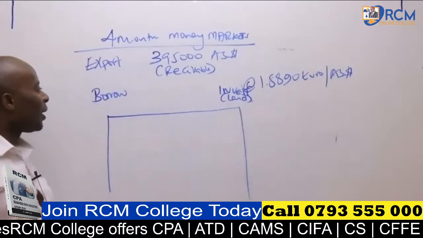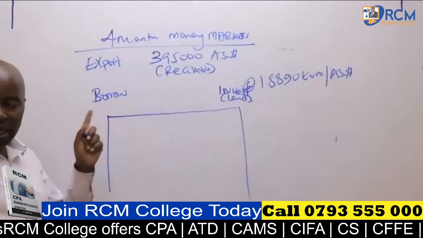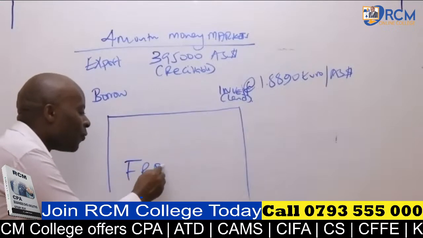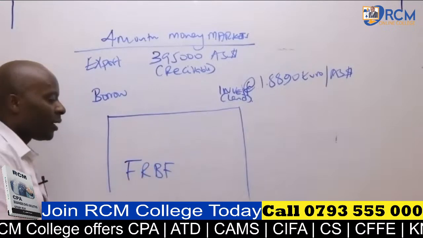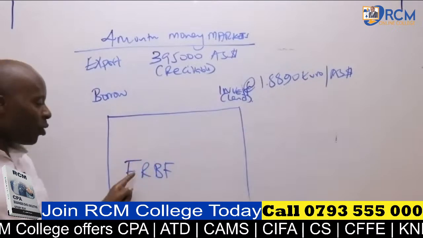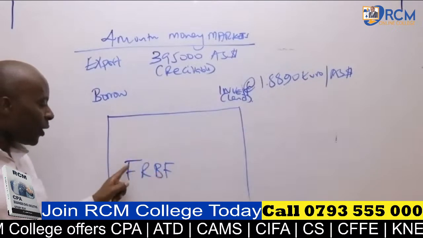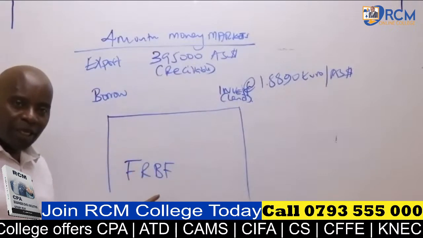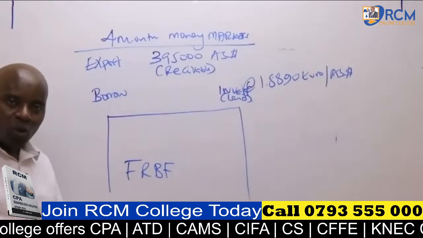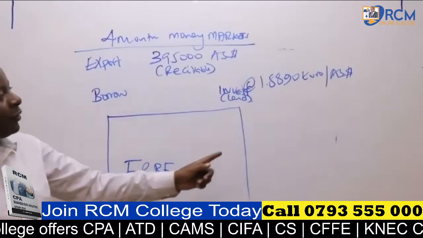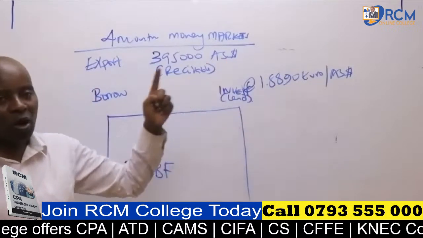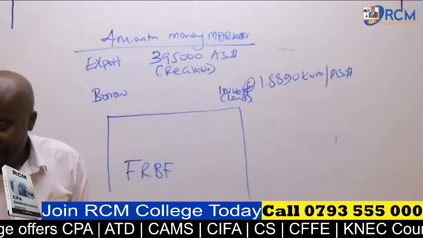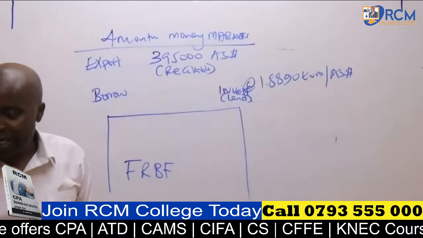Now, ladies and gentlemen, what are we borrowing here? Remember our rule. Foreign receipt, borrow foreign. We have 2 currencies involved. We have the euro, we have the Australian dollar. Between the two, which one is foreign?